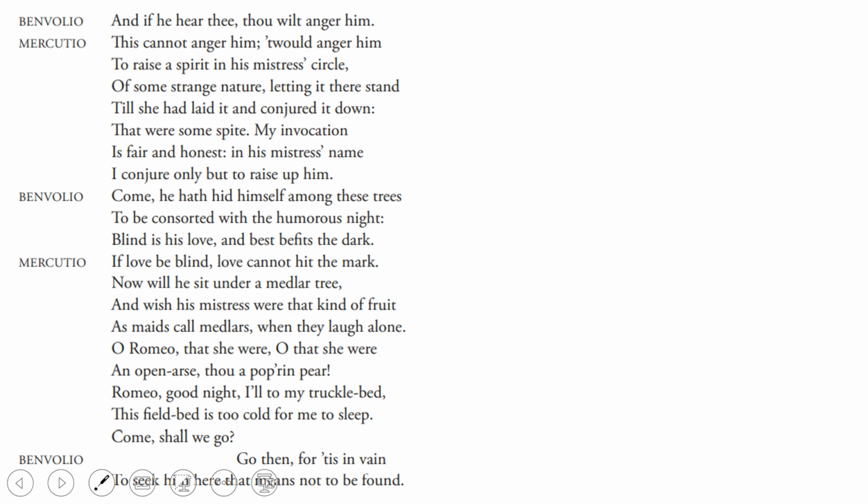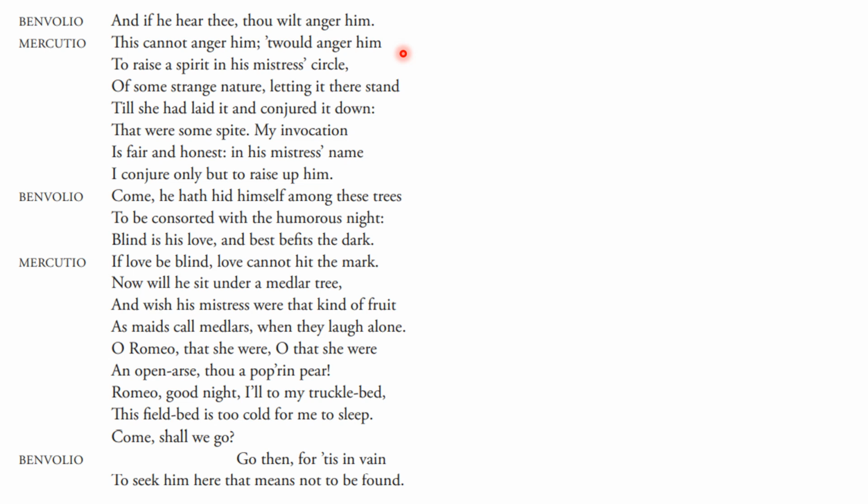So this throws us into the action where Mercutio is being horrible about Romeo's feelings and being a hopeless romantic. And he's having this conversation with Benvolio, who's being a little bit more kind to Romeo. So Benvolio starts by saying, "And if he hear thee, thou wilt anger him." He says that if Romeo hears what Mercutio is saying about his approach to romance, he's going to be angry. And then Mercutio says, "This cannot anger him.